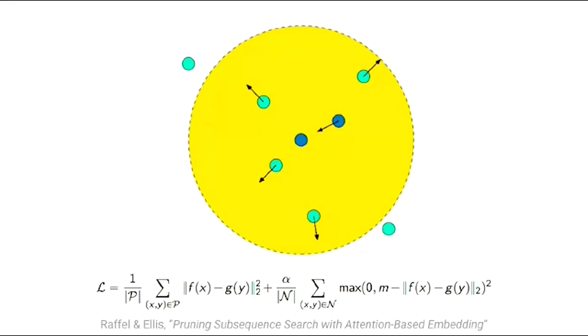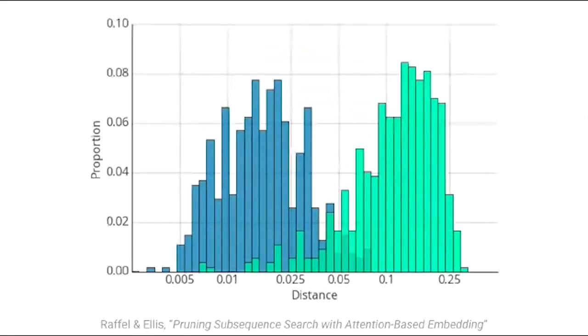But once the green dots are far enough away, outside of a margin, which is shown here as a yellow circle, we stop pushing them away, and that's it. So if we train a network like this, we get these kind of results.